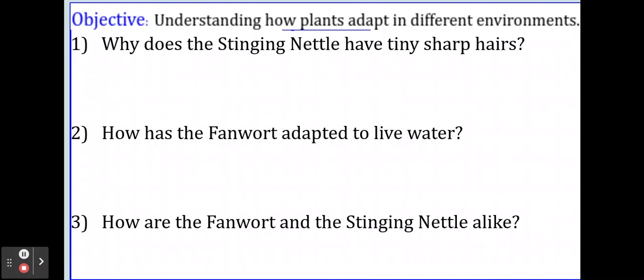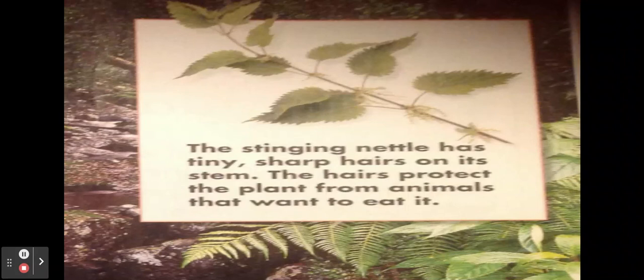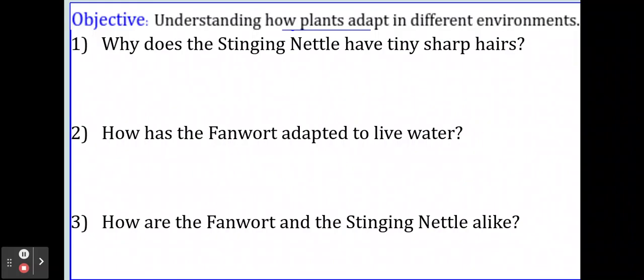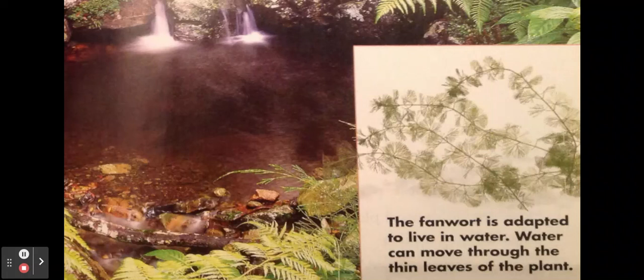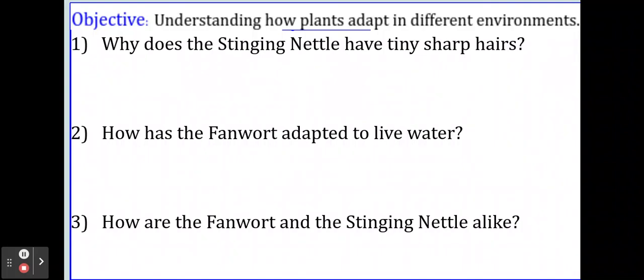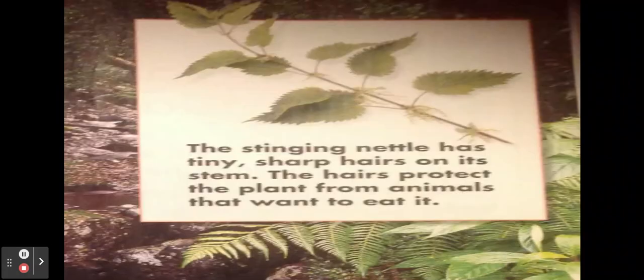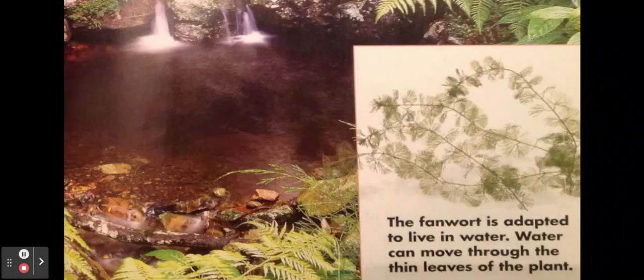Why does a stinging nettle have tiny sharp hairs? Do you remember? Why does a stinging nettle have tiny sharp hairs? The hairs protect the plant from animals that want to eat it, so it's a defense. How has a fanwort adapted to live in water? Water can move through the thin leaves of the plant. How are the fanwort and the stinging nettle alike? How are these two plants alike? Yes, they can both be found in a marsh environment.